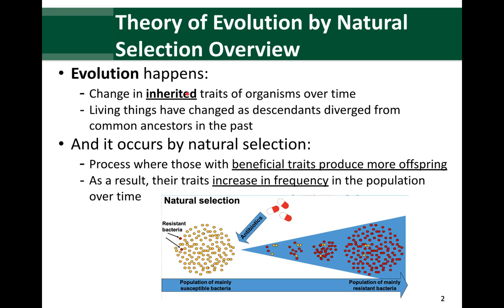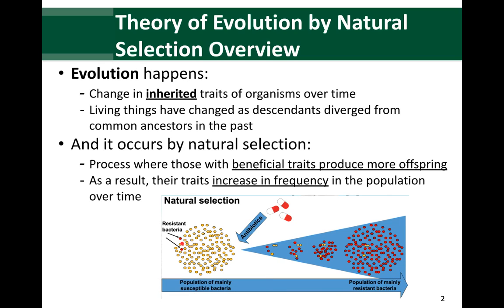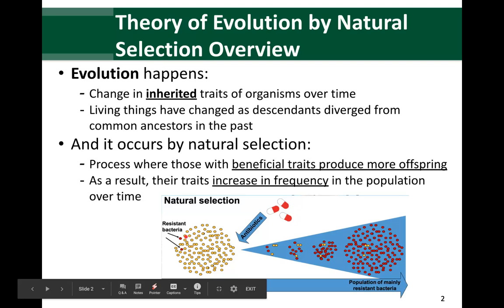So the traits that are inherited are those beneficial traits that are passed down. And the traits that are selected in this case are not chosen by humans, they are chosen by the environment. So, for example, in this population of bacteria, the yellow are those that are not resistant to a particular antibiotic, whereas the ones that are noted in red are those that are resistant to the antibiotic.